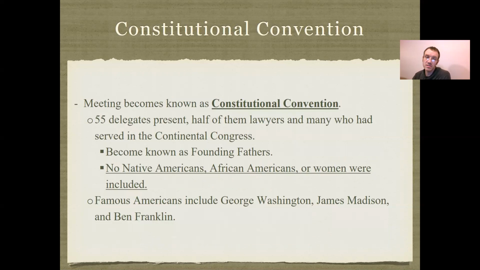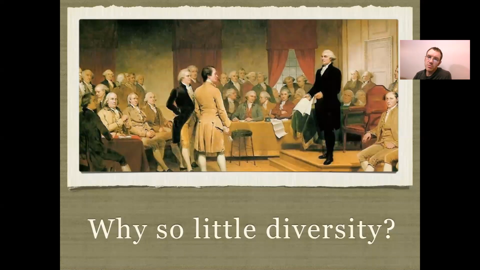The meeting becomes known as the Constitutional Convention. There are 55 delegates there, half of them lawyers, many who had served in the Continental Congress, and they are known as our founding fathers. However, there are no Native Americans, no African Americans, or women that are included. Famous people that you see there include George Washington, James Madison, Ben Franklin, and others. But the question remains, why so little diversity?